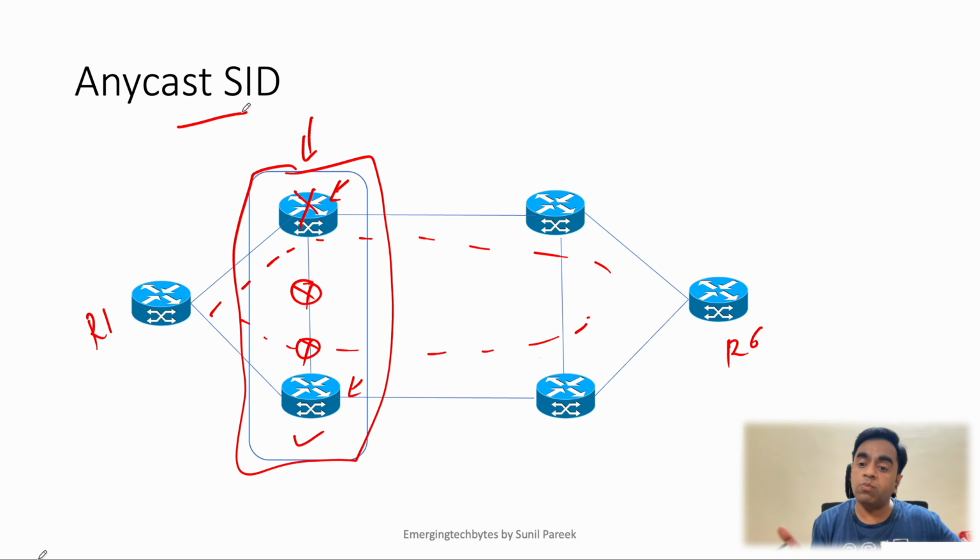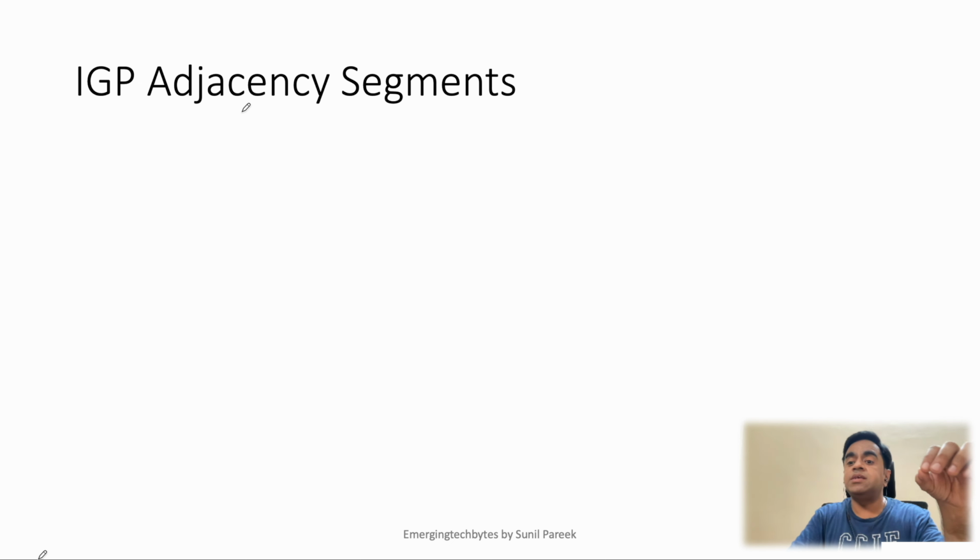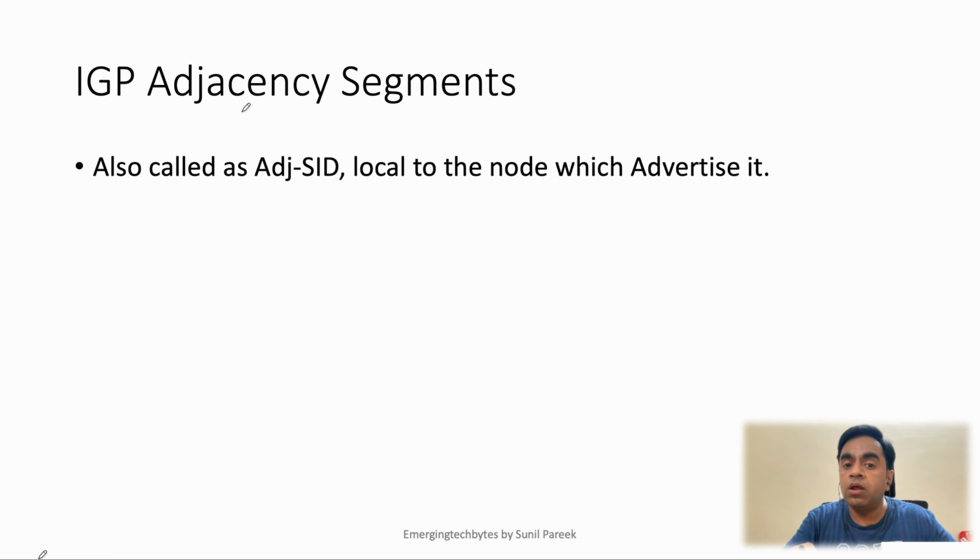So now let's move to the next type of SID, which is the adjacency segment. Adjacency segments, also called adjacency SIDs, are basically local to the router or the node which advertises them. These types of SIDs are used for very granular control.